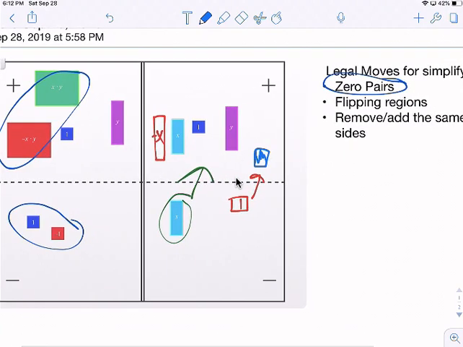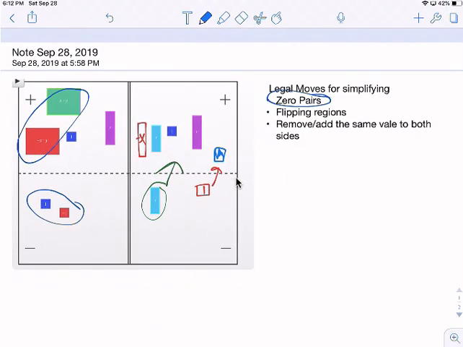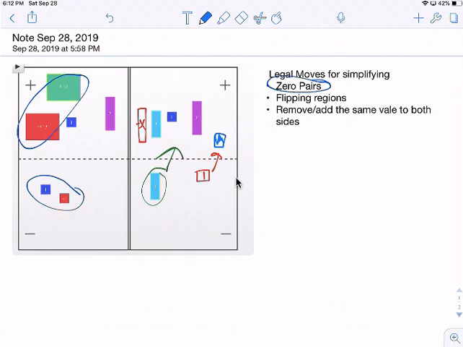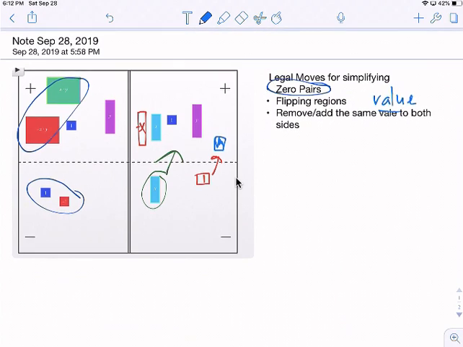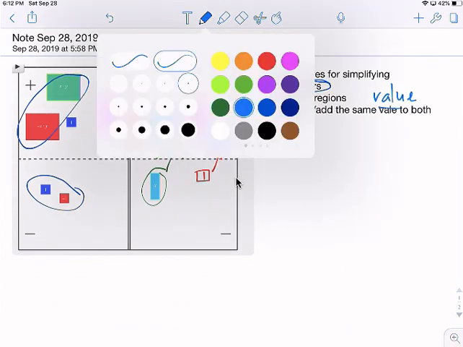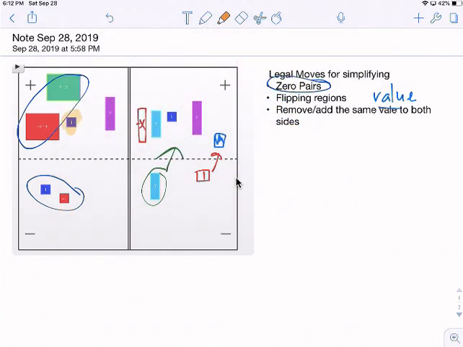We can also add or remove the same tiles, the same value, on both sides. So, for instance, this one and this one can be removed from both sides because it doesn't change the relationship between the two expressions. We also can do the same things with y's and remove those as well.